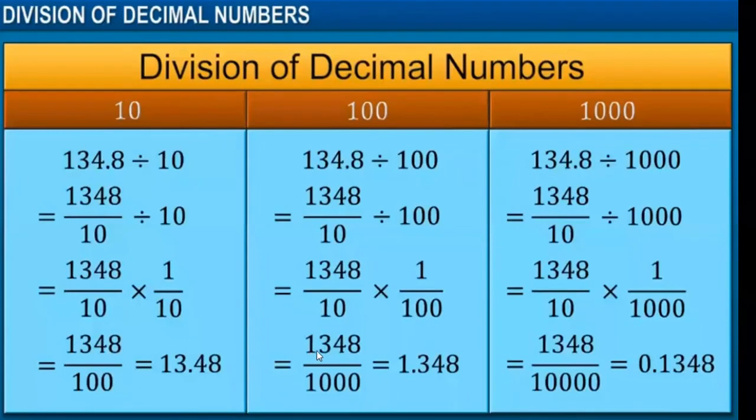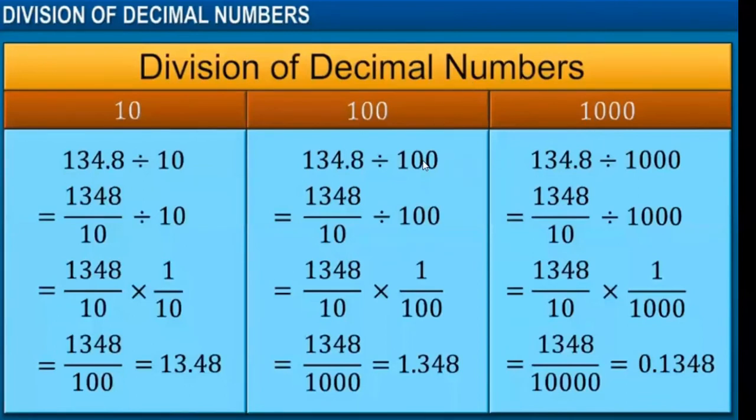Now same way here, 1348 by 1000. So the denominator has 3 zeros. Now since we are having 3 zeros, the answer will be having 3 digits after the decimal. Okay, so after the decimal 348. Now same way here we are dividing with 10,000. 4 zeros are there, so we need 4 digits after the decimal. So that is 0.1348. Okay, so this is how we get when we are dividing the decimal number with 10, 100 and 1000.